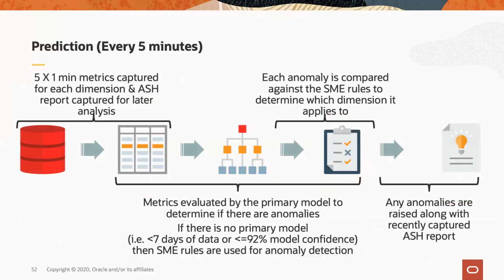How does this work? We capture metrics for each of these dimensions in ASH reports, and then we run this through SVM, outliers, one-class SVM, or the standard three or four models that we run this against. You need at least 7 days of data and about 92% model confidence, and then we flag this for anomaly detection.